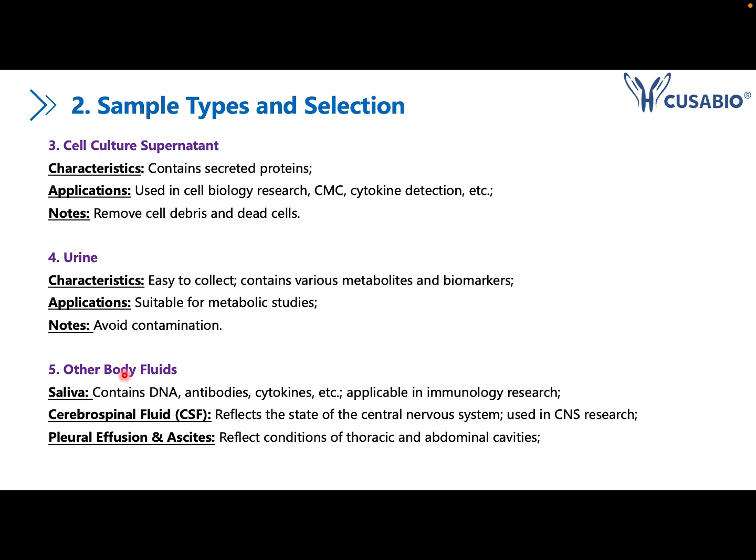In addition to the previous four, we have some other body fluids, and there are different types like saliva, cerebrospinal fluid, fecal infusion, and ascites. These different types of body fluids can be used for different fields of research.